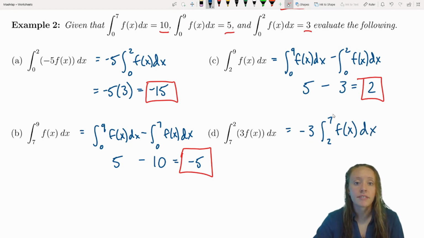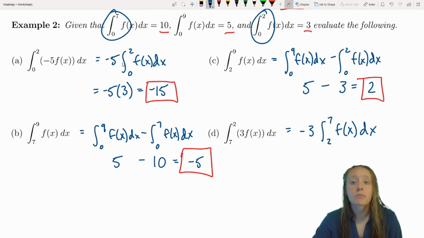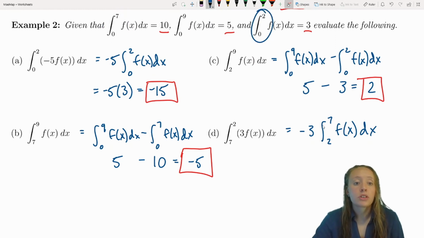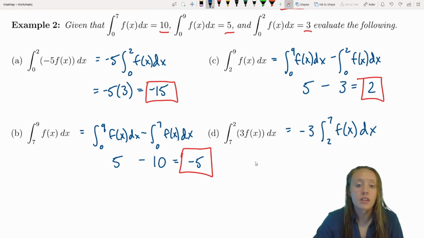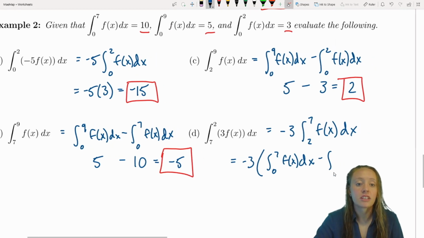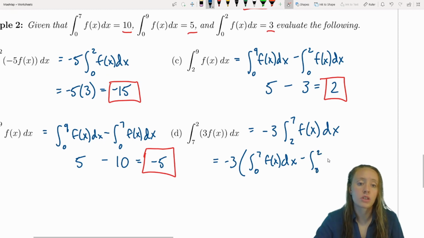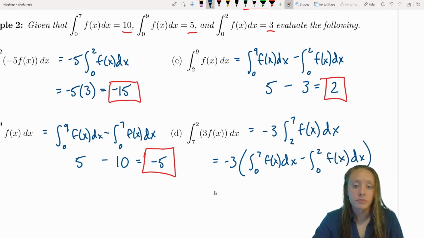Going from 2 to 7, what do we have to do? We're going to have to figure out what exactly that is. I'm given 0 to 2, and I'm given from 0 to 7. So 0 to 2 plus 2 to 7 is going to give me that entire integral from 0 to 7. So this is going to be equal to -3 times my integral from 0 to 7 minus my integral from 0 to 2, leaving my -3 outside my parentheses.